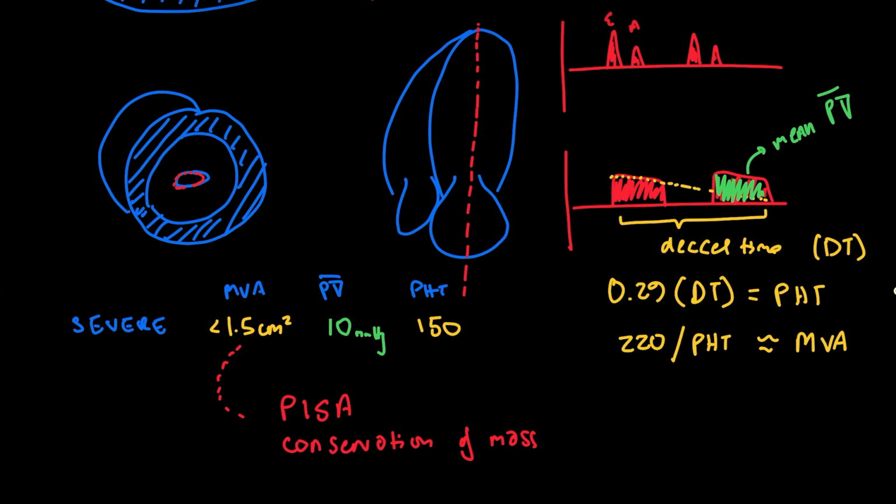And then we can quantify, we could just trace out the valve area in short axis, but often we'll use the pressure half time, the flatter this line right here on the graph, the flatter this is, the worse. But 0.29 times the deceleration time will give you your pressure half time. 220 divided by that is an empirically derived way to estimate the valve area. You can also just look at the mean gradient, or you can use some of the other methods we talked about, PISA or conservation of mass. If the valve area is less than 1.5 centimeters squared, which would correspond to a pressure half time of 150, or if the mean gradient is 10 millimeters of mercury or higher, then you have a severely stiff mitral valve.